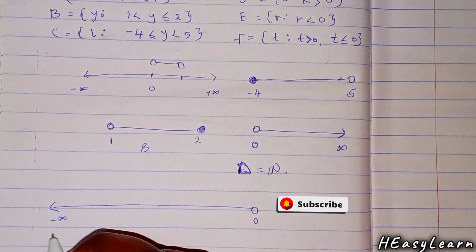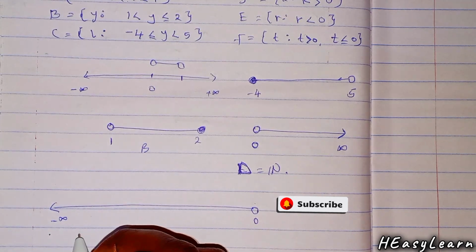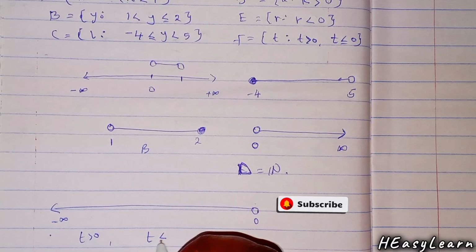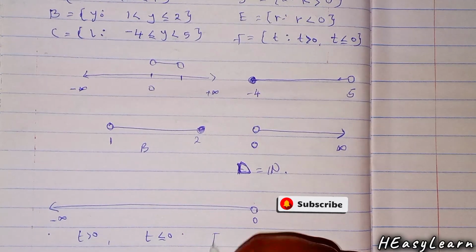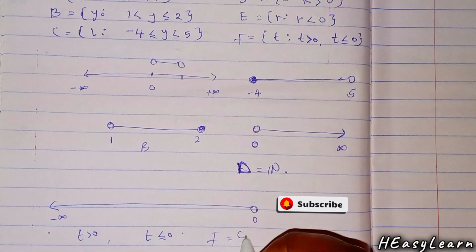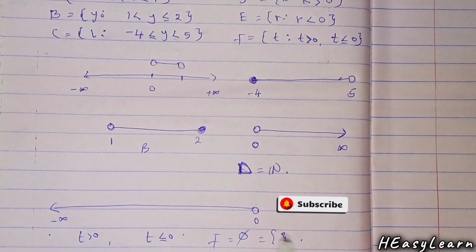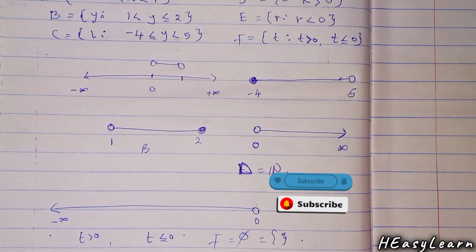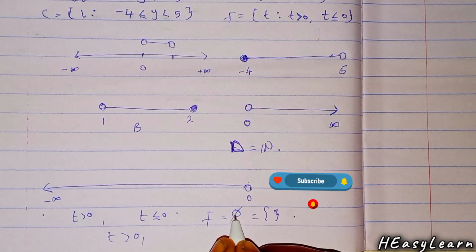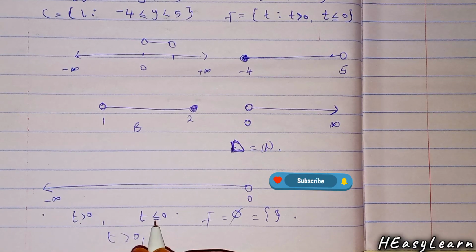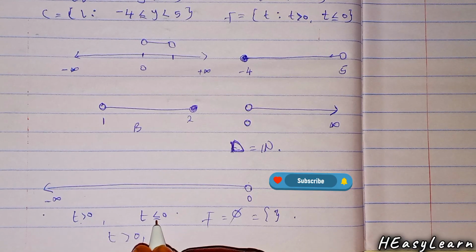What of F? Can we have a number that is bigger than 0 and the number to be less or equals to 0? Of course, there is no number like that. This is going to be an empty set because there's no way we have a number that is bigger than 0. F is an empty set because we don't have a number that is bigger than 0 and at the same time, it's less or equals to 0.